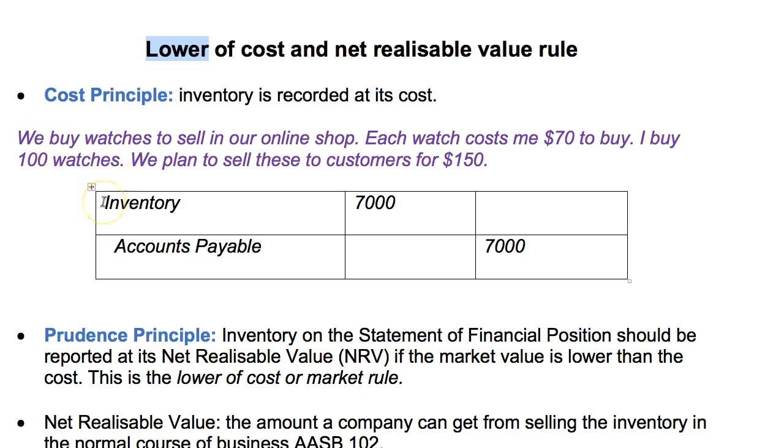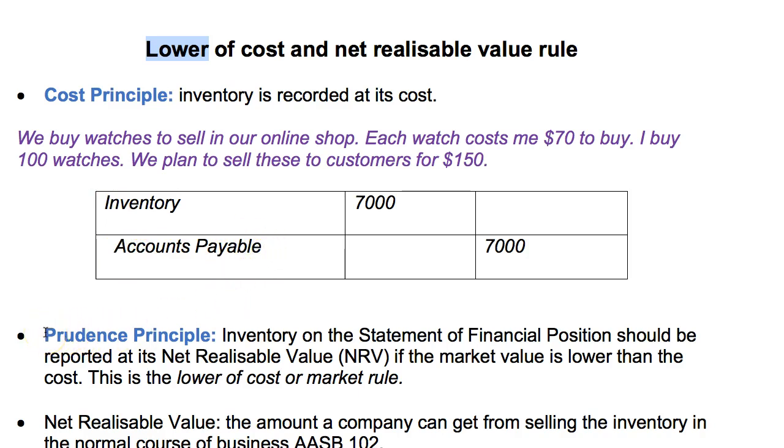So you've bought an asset that you plan to sell to customers. That's called inventory, and it's increasing. You have spent $7,000 to buy these watches. It's 70 times 100, and we have accounts payable as well.